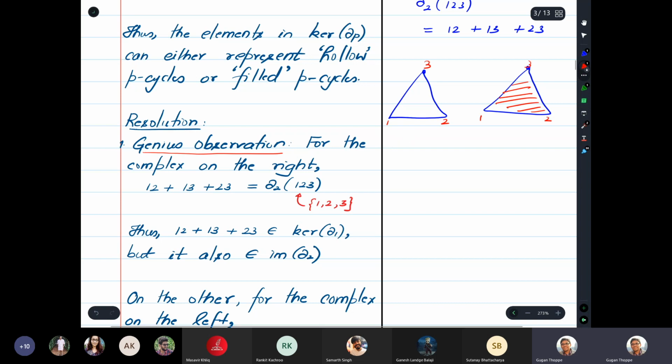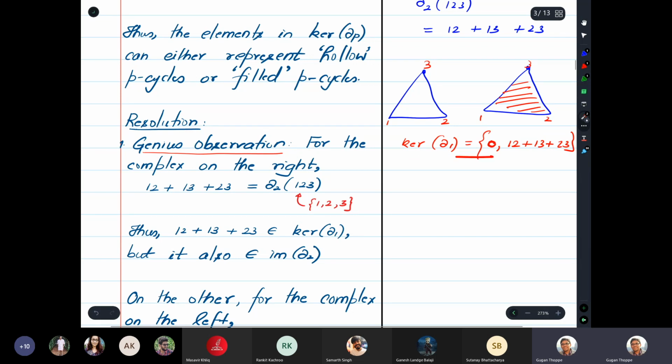So in either case, the kernel of ∂1 includes 0, and it will include 1 2 plus 1 3 plus 2 3. If you try to write down the different 1 chains which ∂1 will take to 0, you will see that this is one 1 chain which will be taken to 0 and this is another 1 chain which will be taken to 0. So these will be the different elements in the kernel of ∂1.